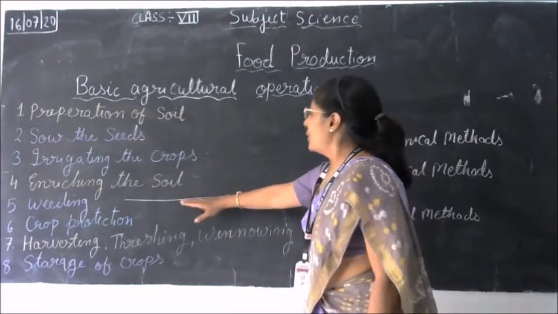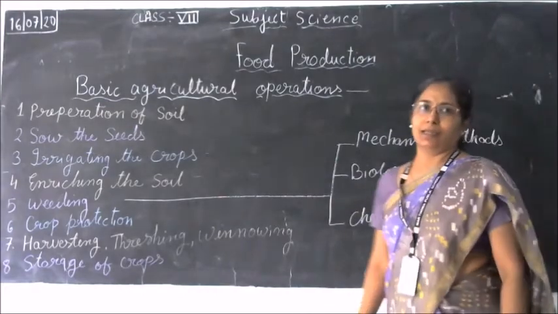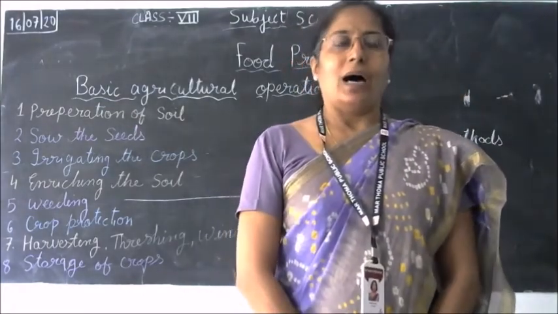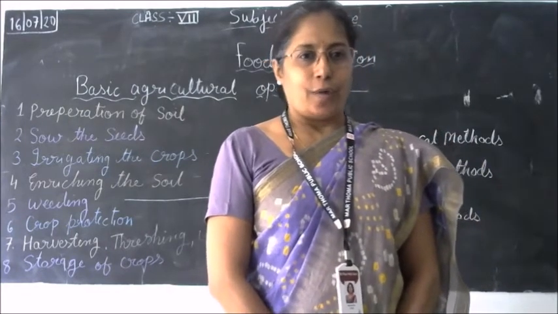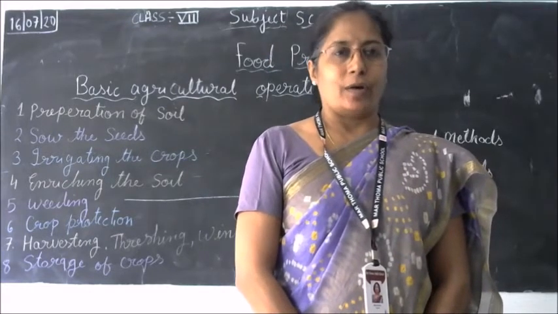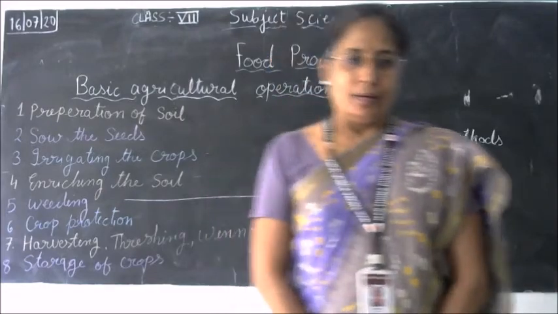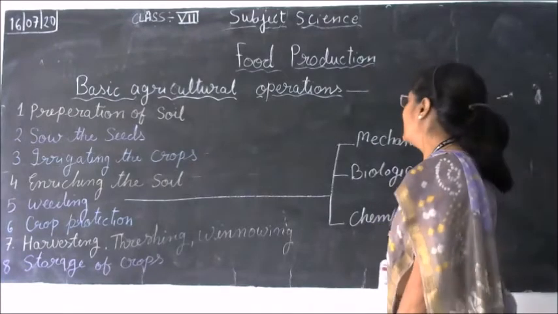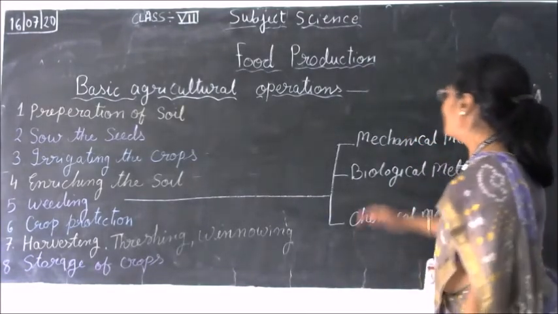Fifth basic operation is weeding. Weeding is done because the farmer has to remove the unwanted plants called weeds from the field, otherwise they compete with the main plant for water, air and sunlight, nutrition also. Removing unwanted plants is called weeding, and it is done by three methods.